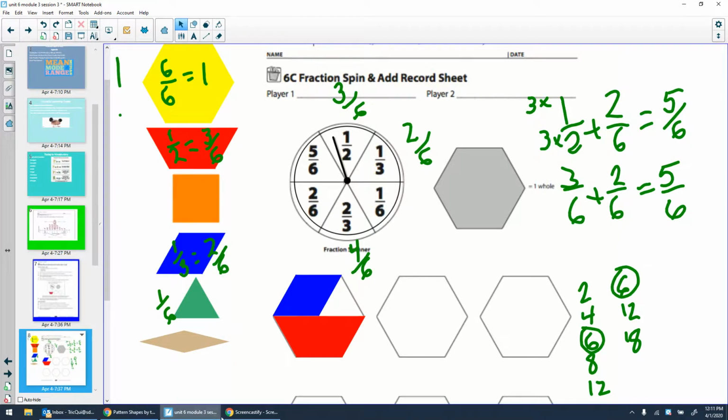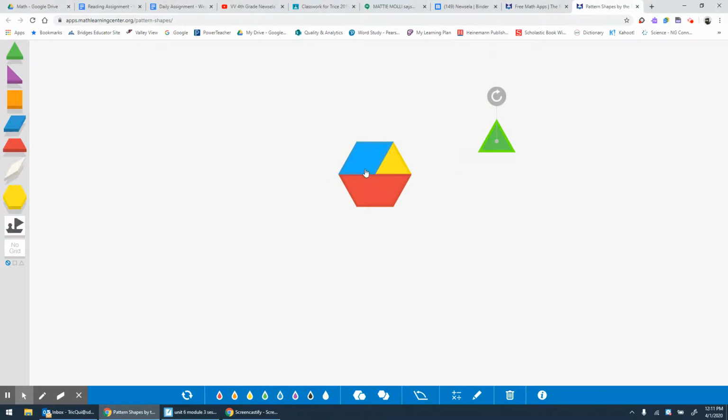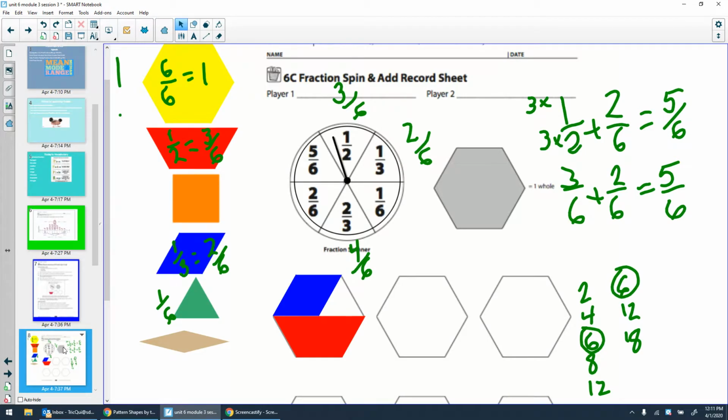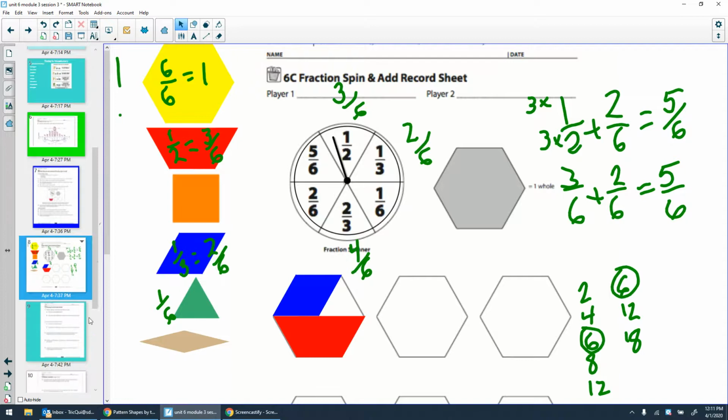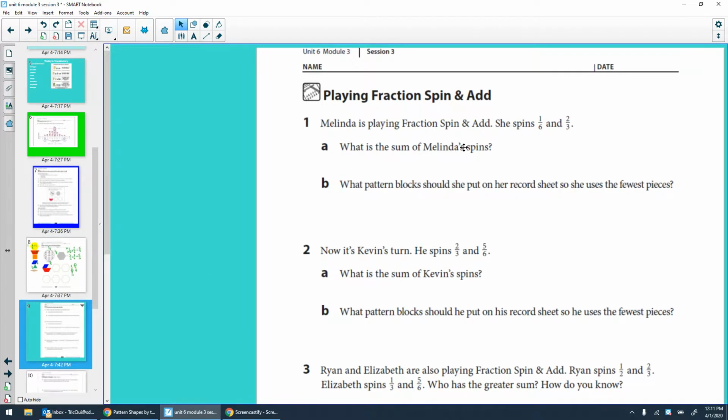Have fun with our pattern block shapes over here on your math app. I know that everyone has those on their Chromebooks, so go ahead and try that out and play with it and see how that helps you. All right, let's go back and move on to one of our math problems. Our math book problems today in our yellow book will be page 242.